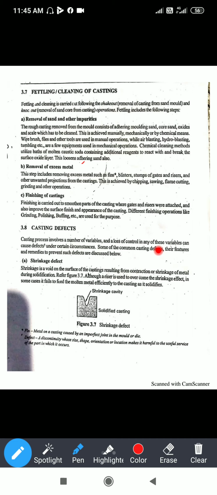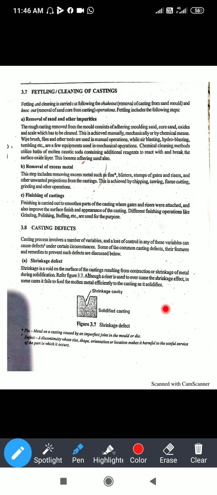Now next we will go for the casting defects. These are the important ones for the exam point of view. The casting process involves a number of variables, and there can be a loss of control in any of these variables. There are so many variables you have to understand: solidification variables, casting variables, pouring variables. So far we have discussed them in the classes. Due to lapses within these variables, the casting may undergo different types of defects. Now the first one is shrinkage defects.